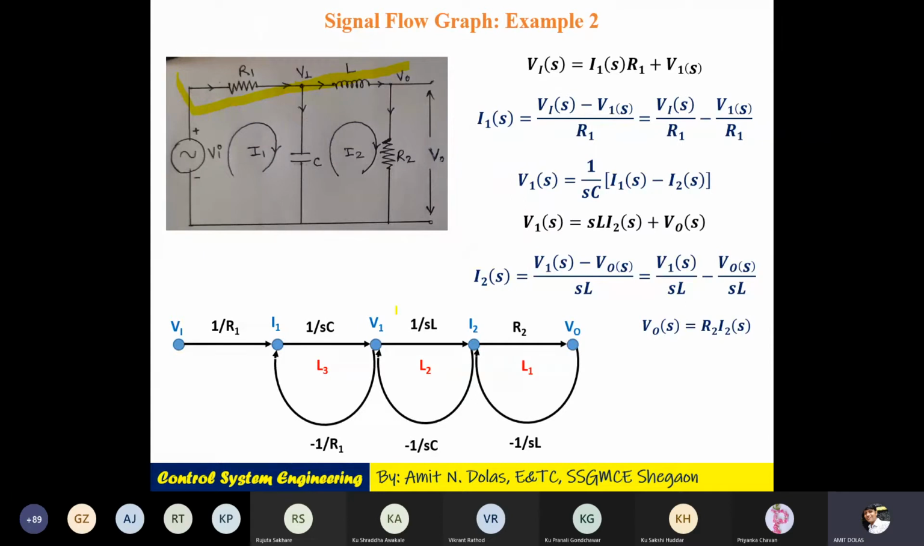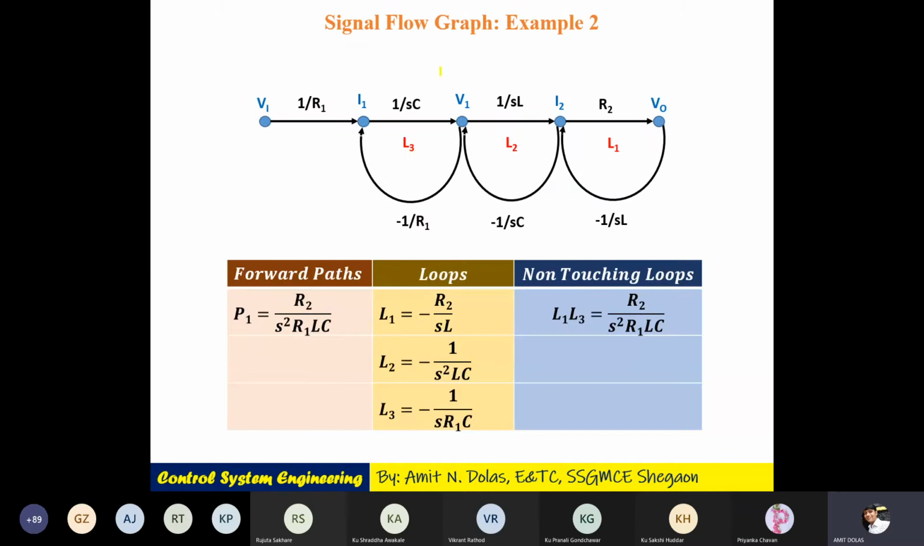Okay. So here, after drawing this, we'll go for the loops and everything. So I'm interested in the forward path. You can see only one forward path is there. This one. Just multiply all these values and it gives you what? It will be R2 divided by, since it appeared twice with SC and with SL, S square into R1 LC. Then go for the loops.